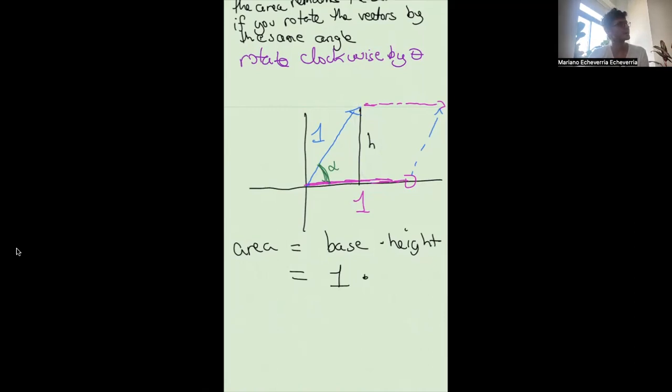What is the height? Well, if you use trigonometric functions, the sine of alpha, right? What's the sine of alpha? It is h over the hypotenuse. The hypotenuse is 1, right? So the sine of alpha is actually h. So the area is actually just the sine of alpha.